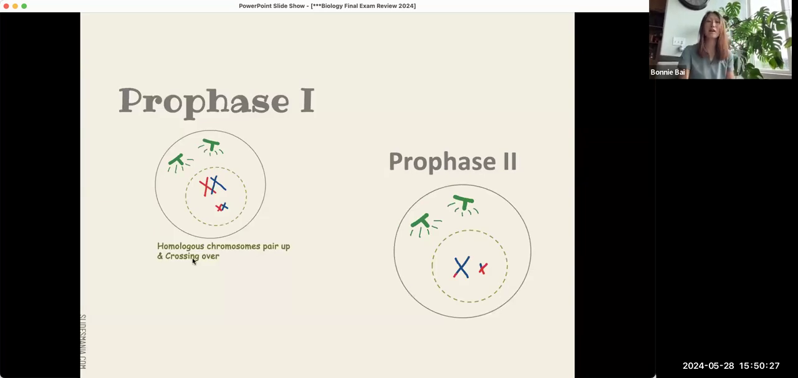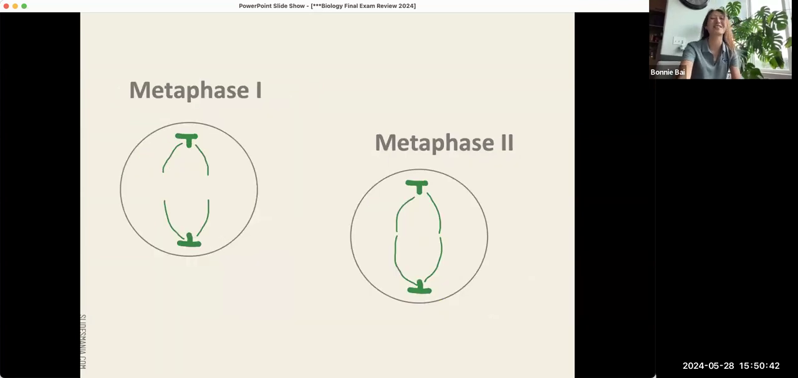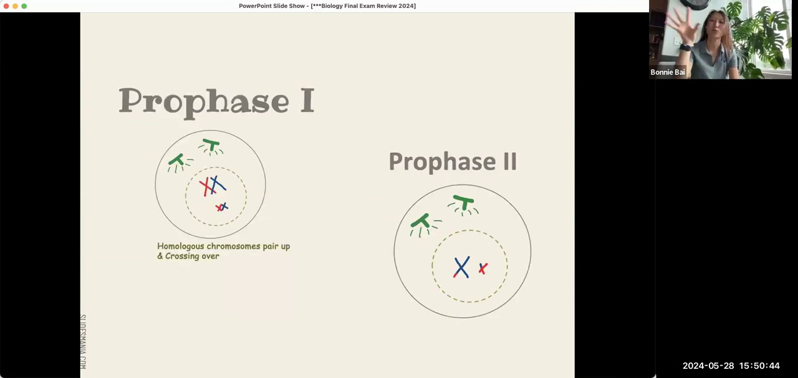If you were to give an actual description in words, this will be homologous chromosomes pair up. That's prophase 1. I don't know what to tell you for prophase 2. Prophase 2 is just prophase 2. There's not much for me to say in a word question, so maybe just an image. Or if you were to put it in the right order, you should be able to do that as well.